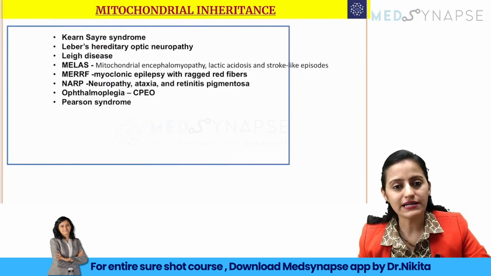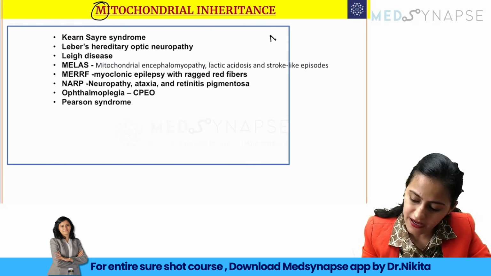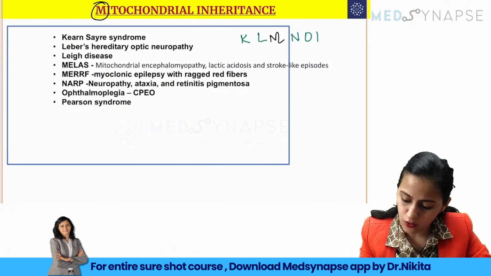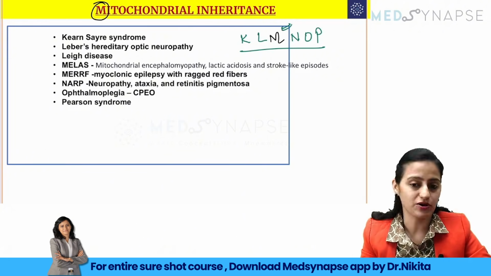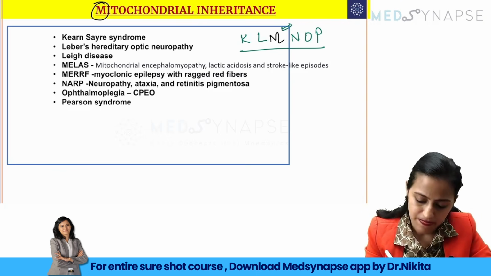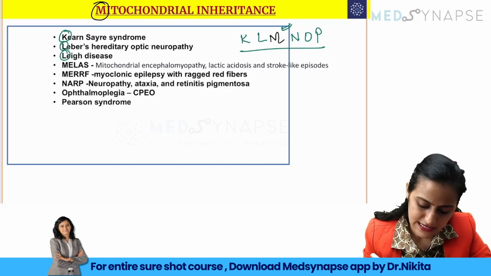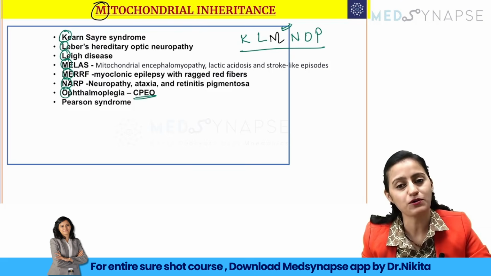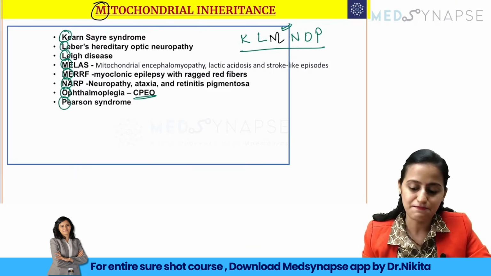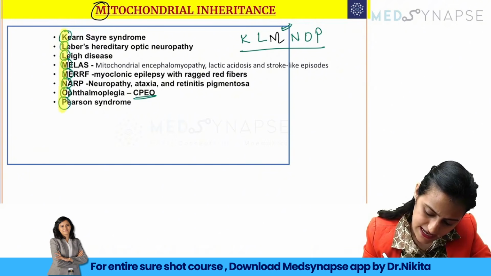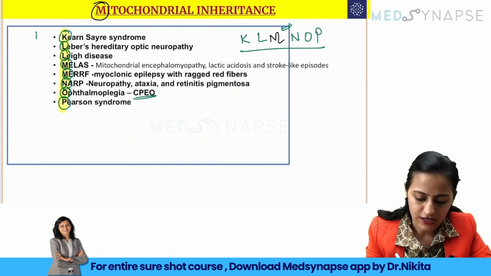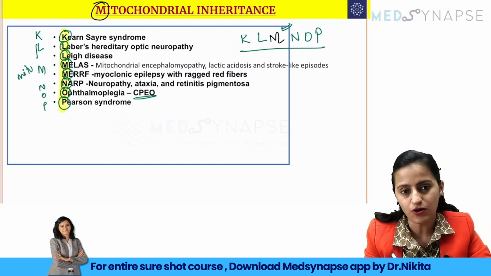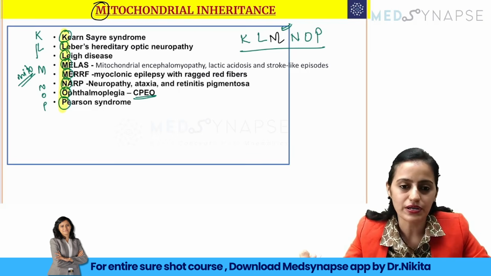Coming to mitochondrial inheritance, remember for mitochondrial, the alphabets around M is the trick for that. KLM, NOP. Okay, these are the mitochondrial disorders. So KLM, NOP: Kearns-Sayre syndrome, Leber's, Leigh's, MELAS, MERRF, NARP, ophthalmoplegia, the chronic progressive external ophthalmoplegia, and Pearson syndrome. So remember, it is KLM-NOP, which is the trick for remembering the mitochondrial disorders.